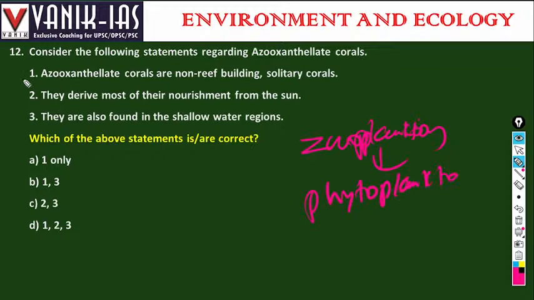So one and three options will be right answer. Shallow regions and they are non-reef building solitary corals. So one and three options will be right. Zooplanktons are dependent on phytoplanktons and phytoplanktons are dependent mainly on the sunlight to prepare their food in the process of photosynthesis.